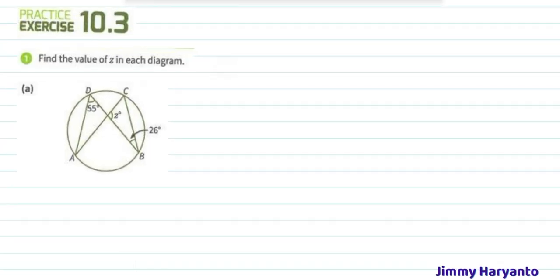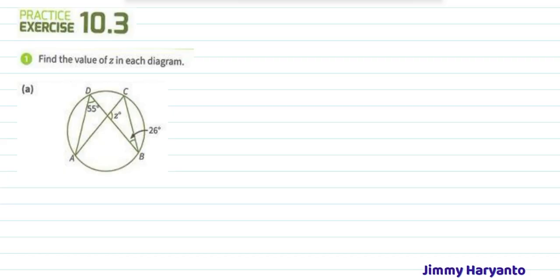Okay, let's start. So first, I want you to take a look at the 55. This is the circumference angle facing AB, and then we have another circumference angle facing AB also. That means both angles will be the same, so this one also 55. That means the Z will be 180 minus 26 minus 55 equals 99 degrees.